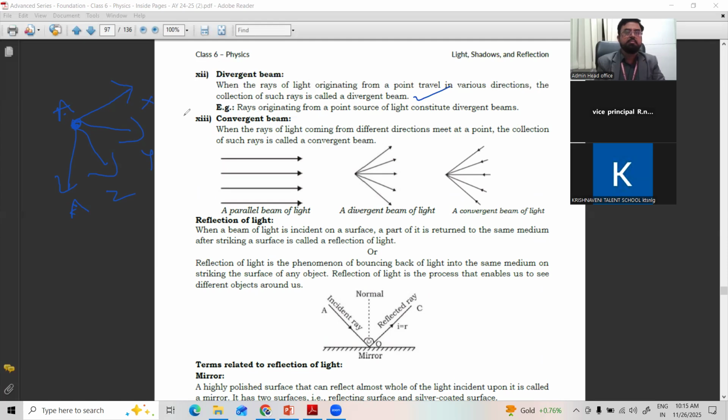Then convergent. When rays of light coming from different directions meet at one point. See here, they are coming like this. For example, one ray is from here, one ray from here, one ray from here, one ray from here. They are coming and meeting at one point. See all these, they are coming from different directions and meeting at one point. So we have the parallel beam of light, divergent beam of light, and convergent beam of light. Convergent is nothing but rays coming from different directions and meeting at one point. Such a beam of rays is called a convergent beam of light.